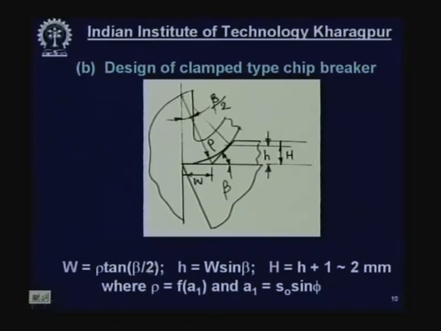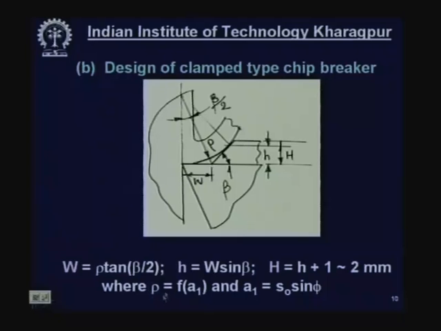Now, this rho critical value has to be obtained as a function of the uncut chip thickness, which is A_so sine phi. These two values are known. From these two values A1 is evaluated. From this A1, from the previous chart, this critical radius of curvature will be determined and put into this equation, and beta will be assumed, maybe 45 degree, 60 degree, or up to 90 degree. Then we get the value of W. This is how chip breakers of this kind are designed.